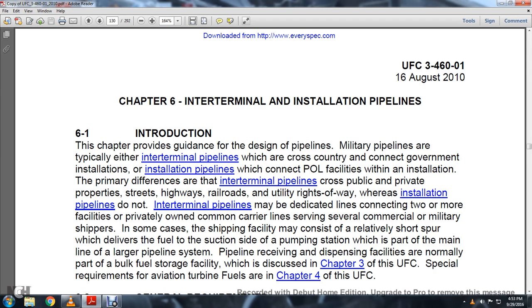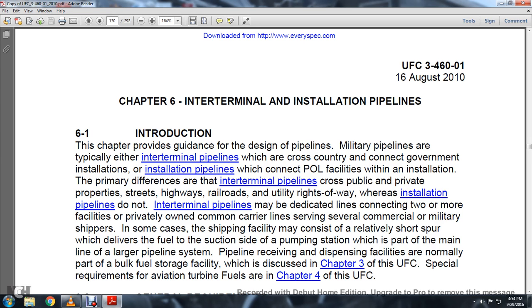Installation Pipelines. 6.1 Introduction. This chapter provides guidance for the design of pipelines. Military pipelines are typically either interterminal pipelines, which are cross-country and connect government installation pipelines, or installation pipelines, which connect the petroleum, oil, and lubricants facilities within an installation. The primary difference is that interterminal pipelines cross public or private property, streets, highways, railroads, utilities, and rights-of-way, whereas installation pipelines do not.